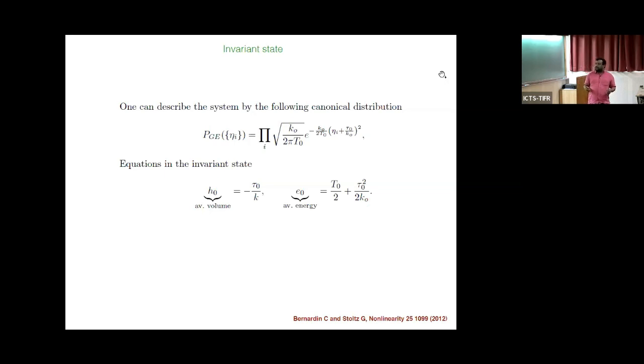In this paper, Cedric and Gabriel showed that in the large system size limit, which they call the infinite volume limit, this dynamics is ergodic in the sense that if there is an invariant state, that invariant state is a mixture of Gibbs states, which I write in this form. That state is characterized by two parameters, temperature and pressure, or you can think of tension. These are the two parameters which characterize the invariant state, and they are related to the average volume per particle and average energy in this way. So you can think of them as equations of state.